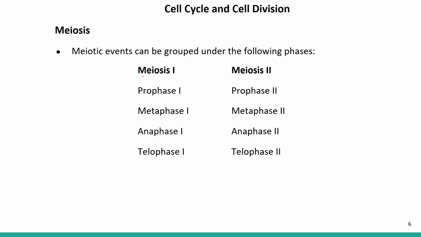So the meiotic event can be grouped under the following phases. We will have 2 phases of meiosis, meiosis 1 and meiosis 2. In meiosis 1, we will have prophase 1, metaphase 1, anaphase 1 and telophase 1. In the same way, meiosis 2 will have prophase 2, metaphase 2, anaphase 2 and telophase 2. So we will see how the cell divides under meiosis 1 and meiosis 2.